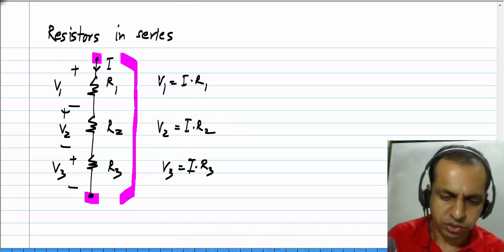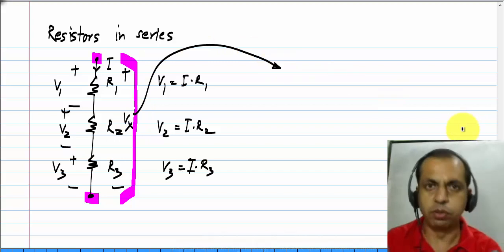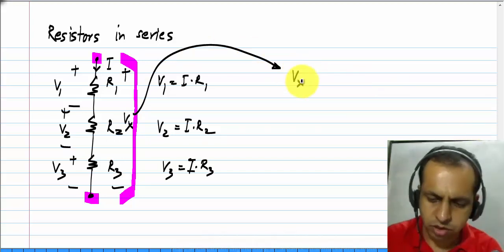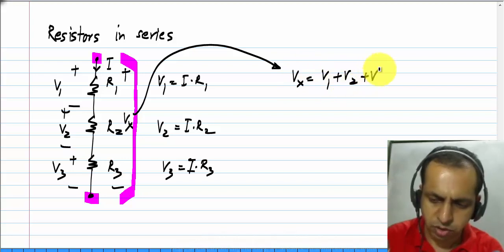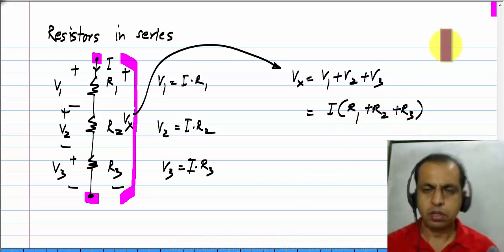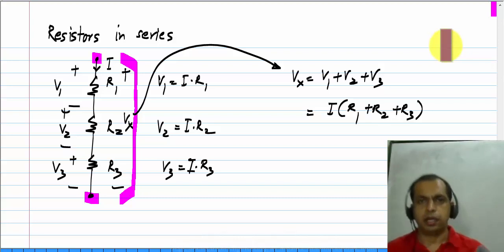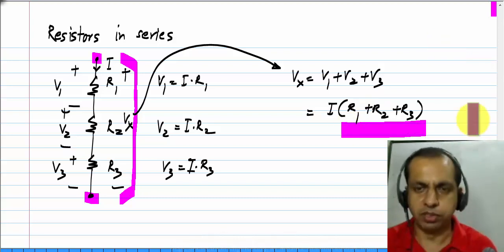Okay. And the total voltage between these two, if I call that Vx, from our earlier discussion, we know that it's the sum of individual voltages. So Vx is V1 plus V2 plus V3, which is I times R1 plus R2 plus R3. That's the relationship between the voltage across the series combination and the current through the series combination. Okay. So one thing you notice immediately is that this is a proportionality relationship as well. The voltage is proportional to the current. Okay. And the proportionality constant happens to be R1 plus R2 plus R3.